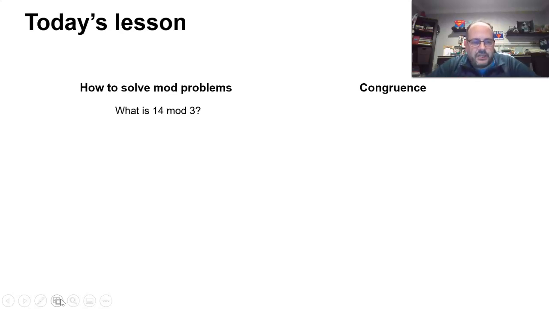A typical question looks something like this. What is 14 mod 3? And you might be looking at this and thinking, okay, I don't even know what this really means. I've read it, but what does it mean? Well, let's translate this into what it means to us mathematically. When you see what is 14 mod 3, it's really asking the question, what is the remainder when we divide 14 by 3? That's the big question here.